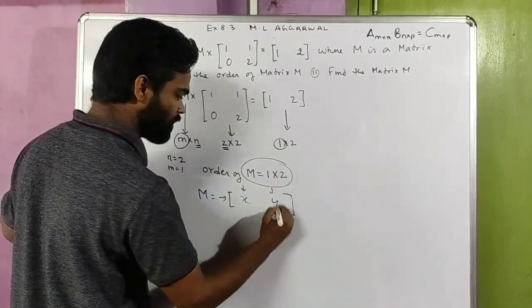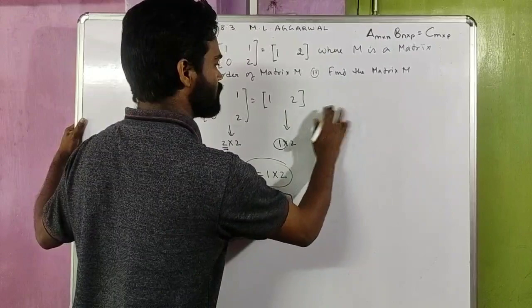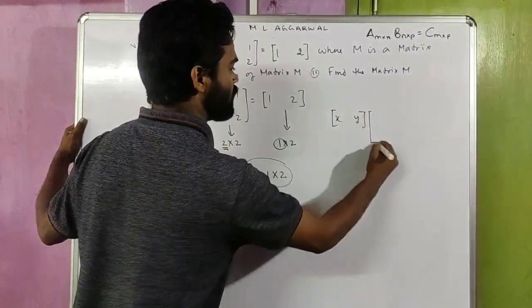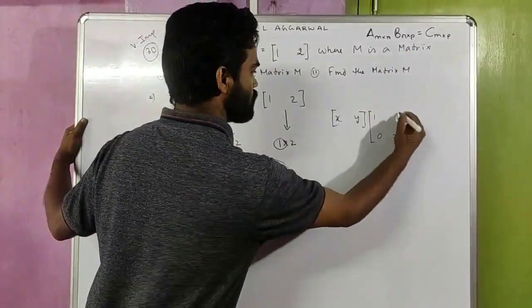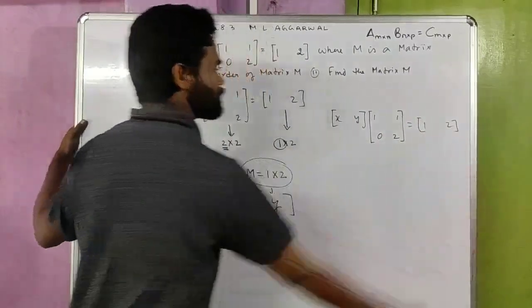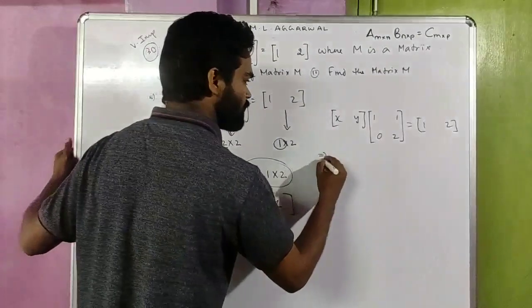Just write X and Y. It will be better. So we can say the matrix M, X Y, multiplied by 1 1 0 2 will give you this. X and Y will be better. Okay, now we know how to multiply this.